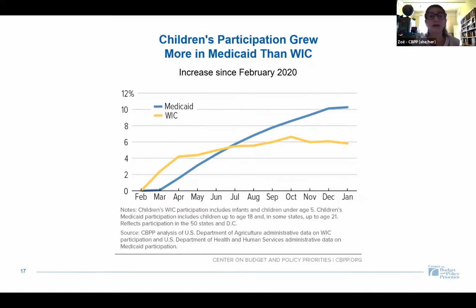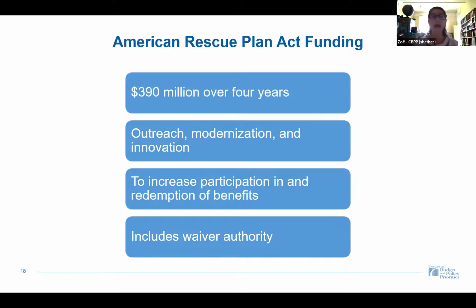So now shifting gears a little bit from past trends to looking ahead, we are not the only ones who are concerned about WIC not reaching enough of the eligible people. And there was actually a really important investment in the American Rescue Plan in WIC to try to address this issue. So WIC received $300 million to use over 4 years. In the context of WIC, this is a very large amount. And it is to be used for outreach, modernization, and innovation with the goal of increasing participation and redemption of benefits. The statute didn't say anything more than that. So we are waiting to hear what USDA will do with that money.